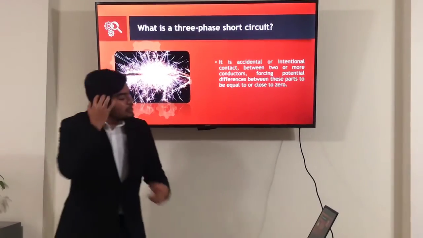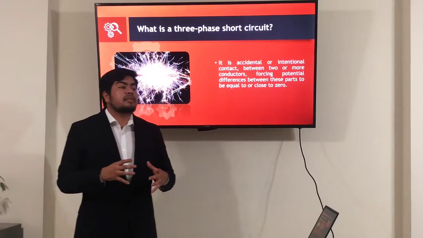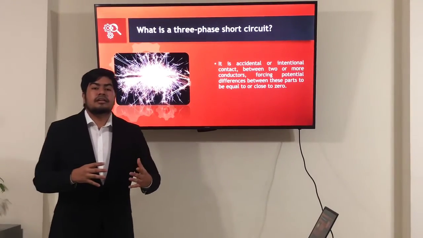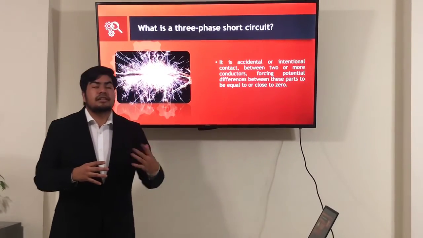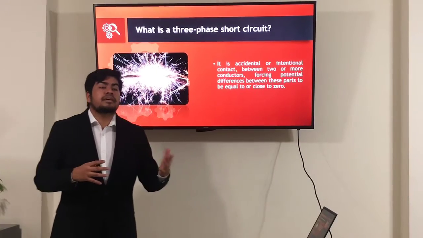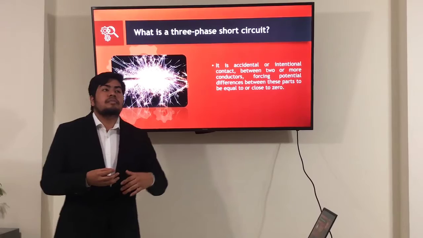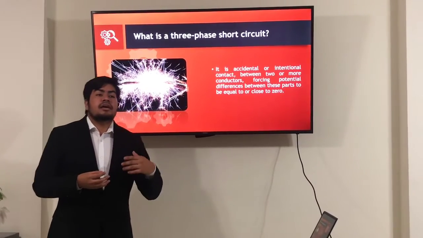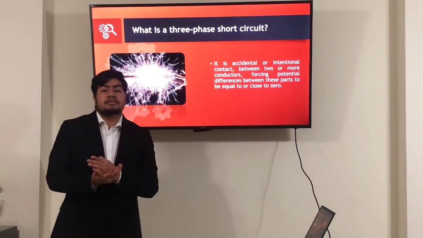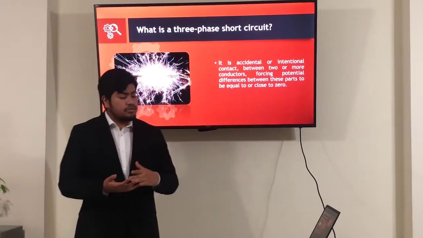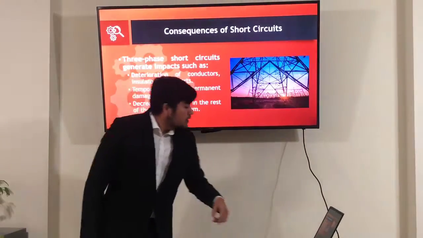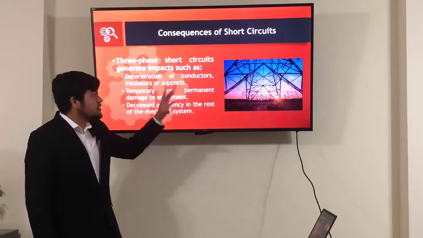But first, what is a short circuit? This generally occurs, accidentally or intentionally, between two or more conductors, forcing the potential difference between these parts to be close to zero.